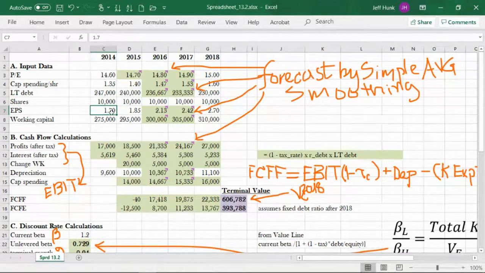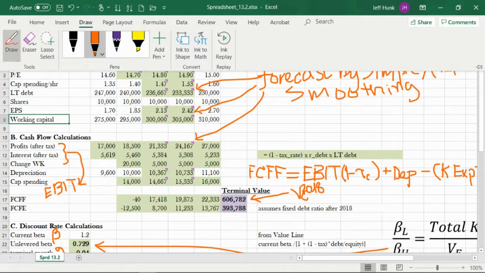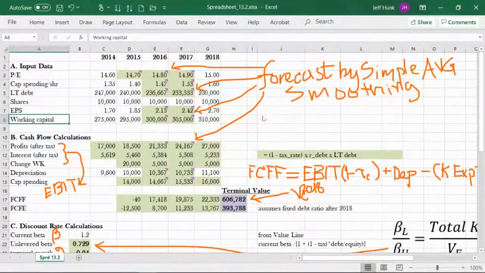Earnings per share. This will come in handy later on. Working capital. What is working capital? I believe this is actually net working capital, not just working capital, because working capital means current assets, right? It should be net working capital, because net working capital is an important factor in determining free cash flow.